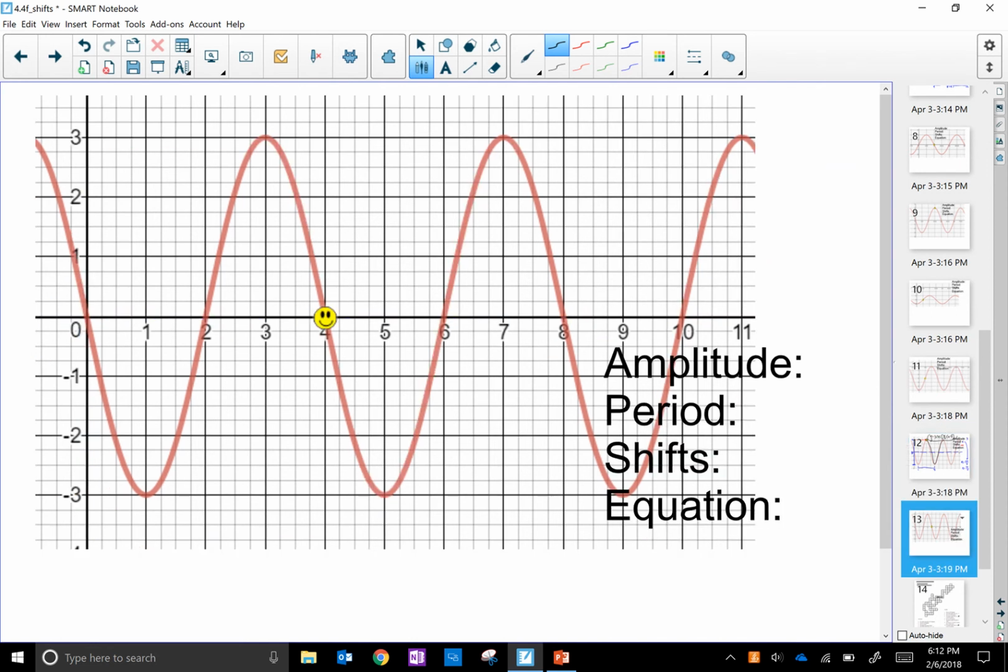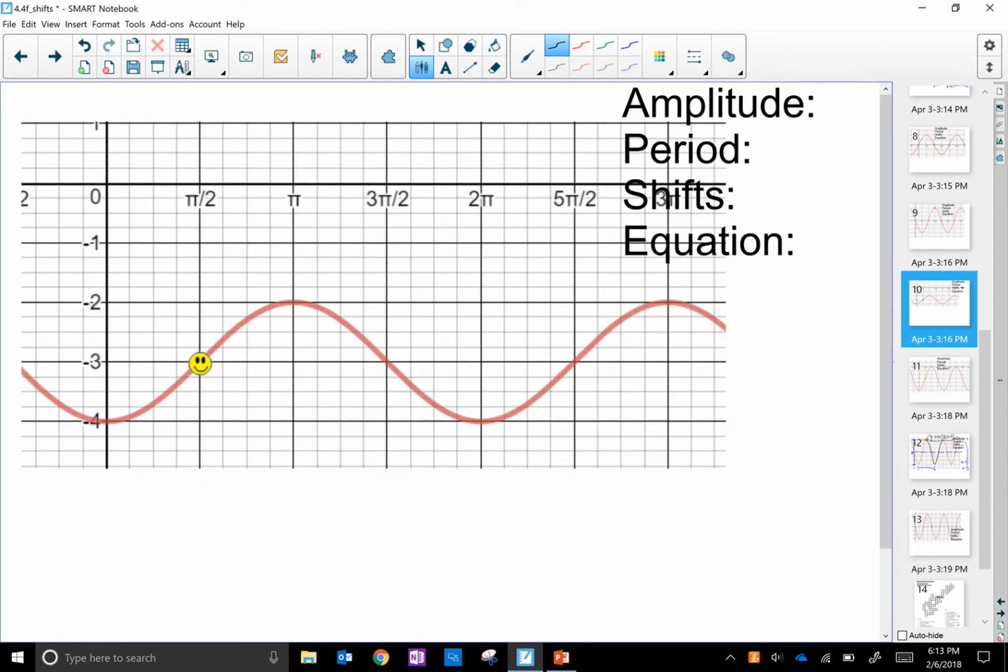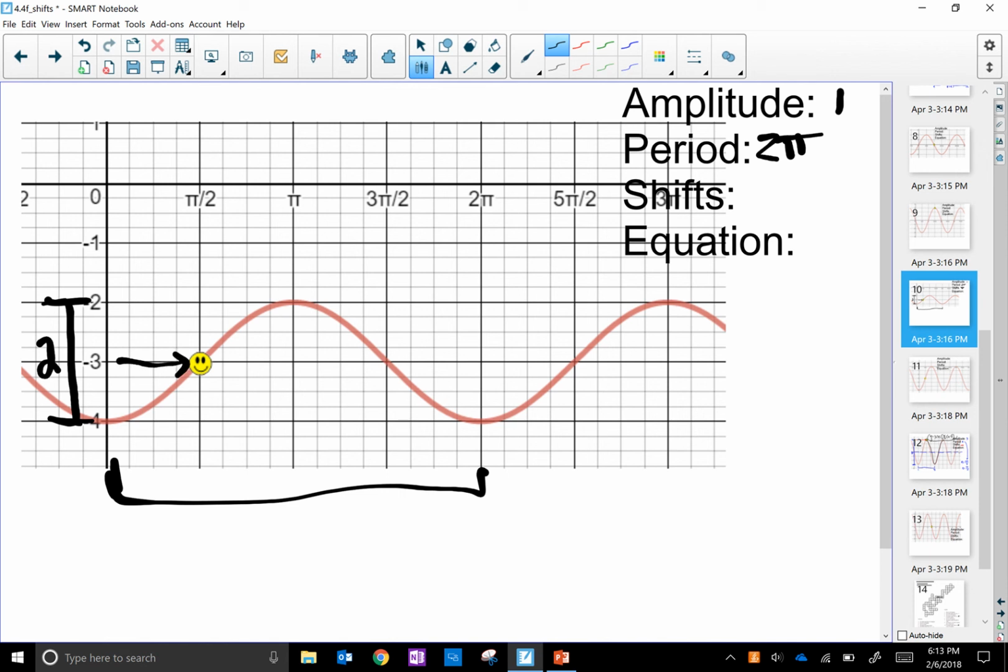Let's see. New. Let's do this one. All right. Distance between max and min is 2. So my amplitude is 1. Period. 2 pi. Shift horizontally to the right, pi over 2.